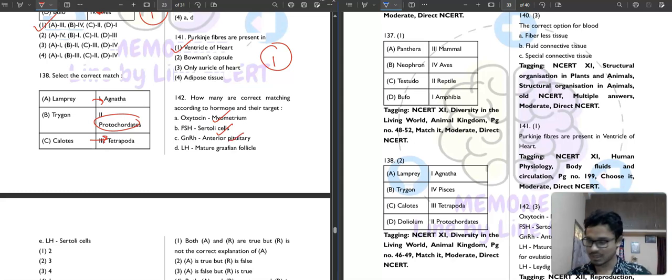Gonadotropin releasing hormone. LH, luteinizing hormone, mature Graafian follicle for ovulation. It is also correct. LH is giving Sertoli cell? So LH is not Sertoli cell, it will be Leydig cell. So how many of them are correct? 4 are correct. So third option will be your correct answer for this question.